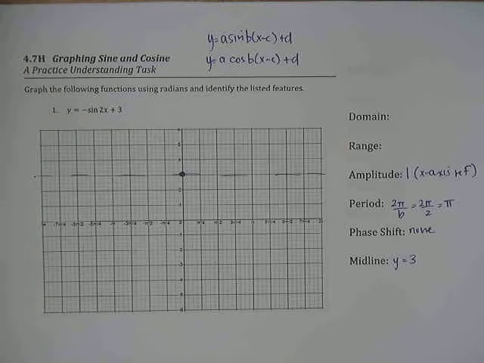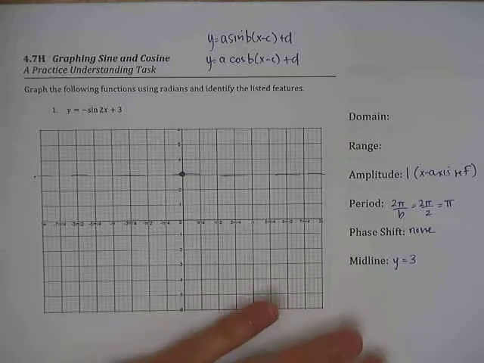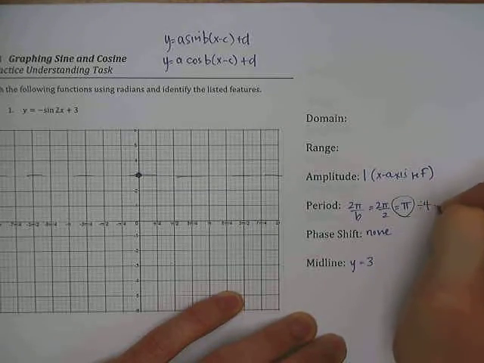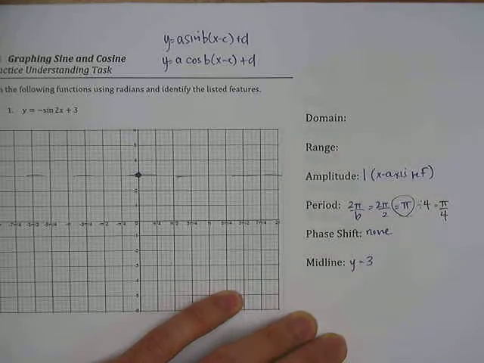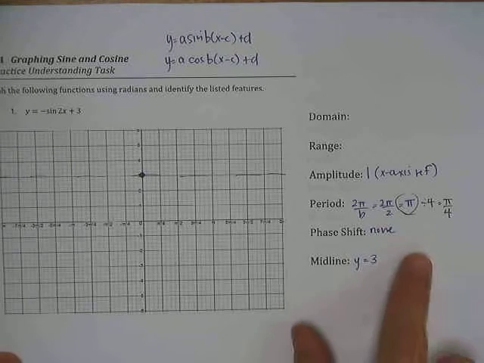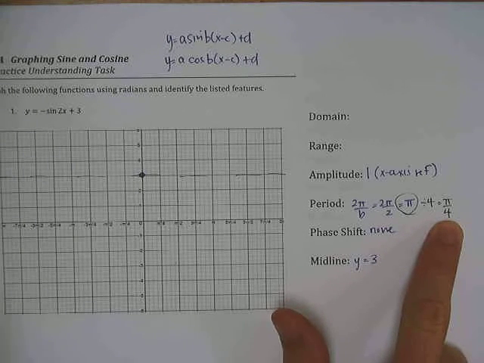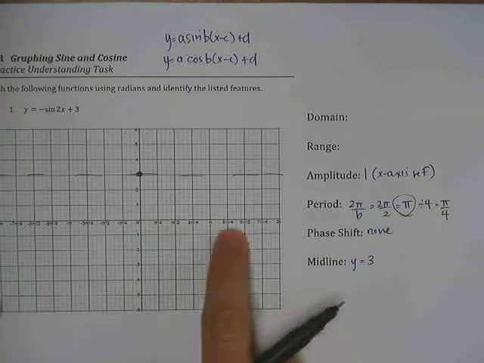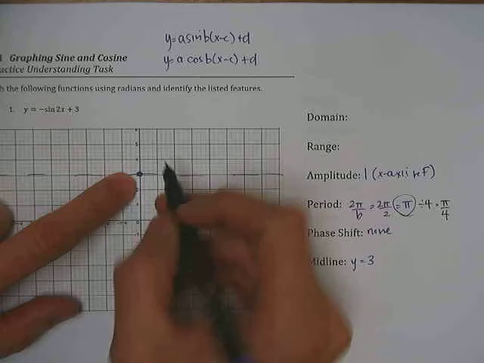Now, yesterday in class, we talked about how to figure out the spacing between all of your significant points. We're going to take the period value. We're going to divide it into 4 equal parts. And that tells us the spacing for every single one of our significant points. So every pi over 4, we're going to have maximums, midline intersections, and minimum values for our sine curve. So every pi over 4.